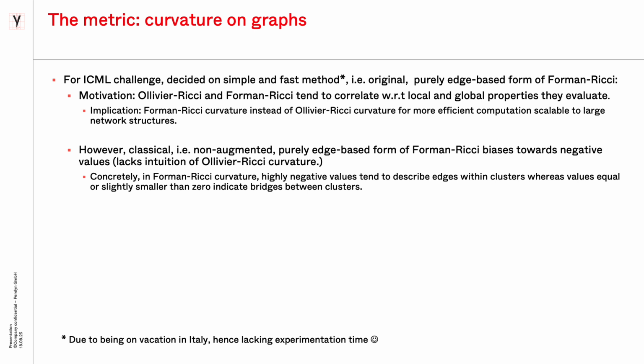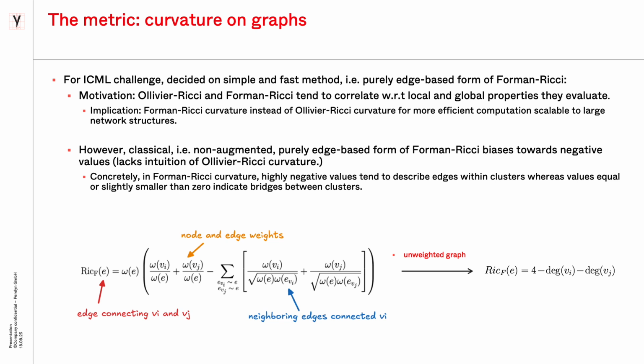The additional cool part with this more elaborate original equation on the left, which takes into account node and edge weights and everything, is that, as we've seen this morning, if you apply it to an unweighted graph, the whole thing nicely boils down to this handy equation that depends on the degrees of neighboring vertices around an edge that we want to evaluate.